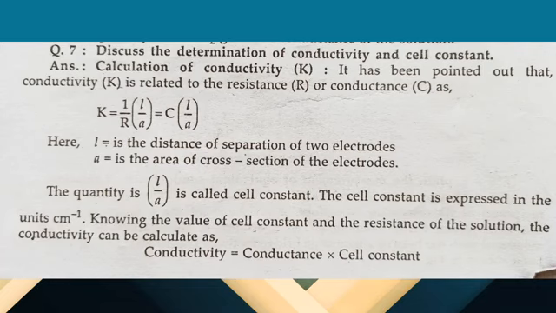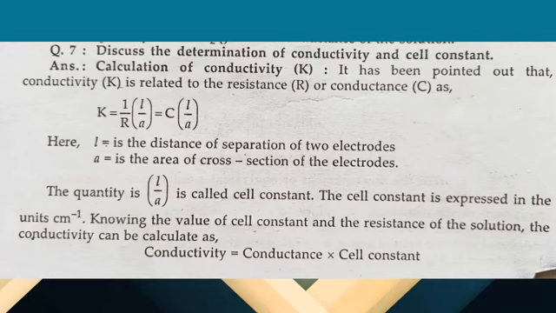What is conductivity, or K? It has been pointed out that conductivity K is related to the resistance R, inversely proportional, or the conductance C, as K equals 1 by R into L by A, that is equal to C into L upon A. Here L is the distance of separation of the two electrodes, the length between them. A is the cross sectional area of the two electrodes where we are measuring the conductivity.